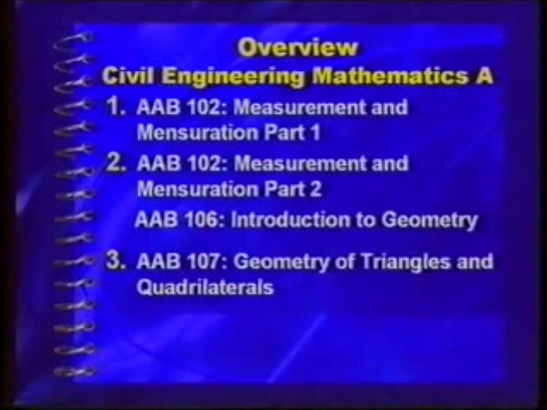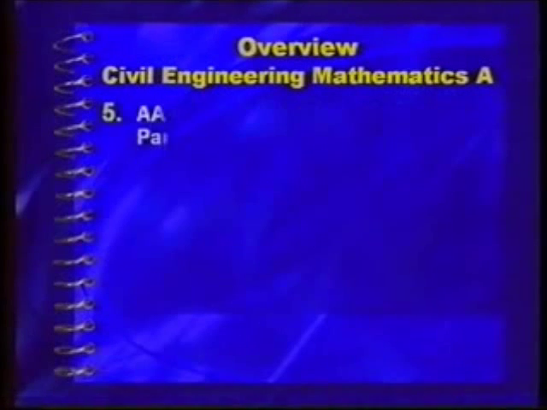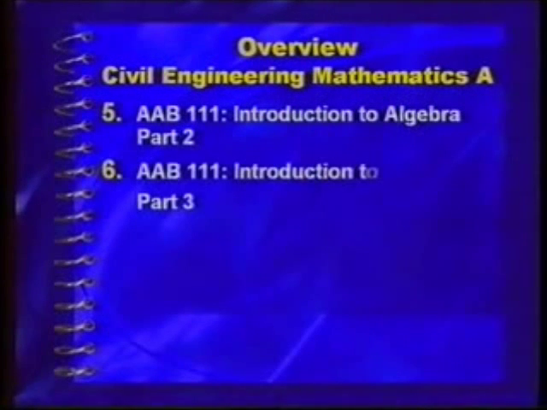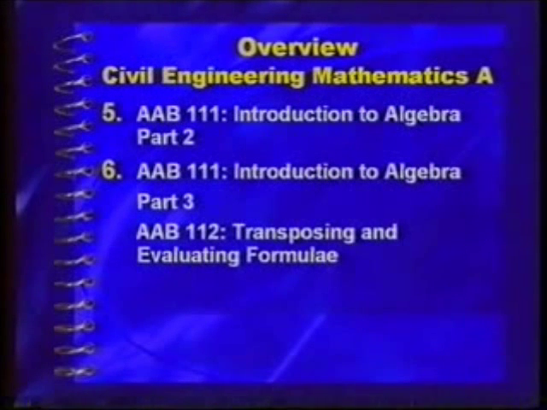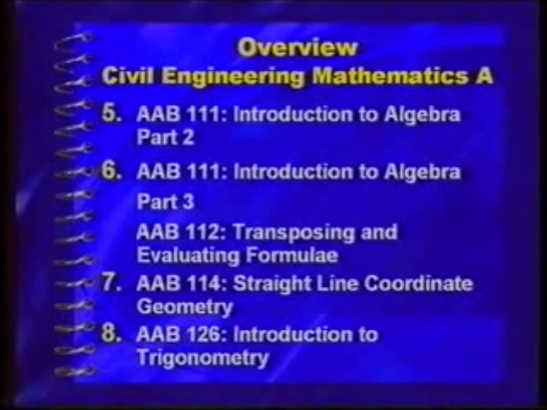In program 3 we looked at geometry of triangles and quadrilaterals. That's got to do with similar triangles, an important topic. And then we did algebra. In program 4, 5 and 6 it's all algebra, very important in engineering. In program 6 we also then introduced formula, transposition and evaluation. In program 7 it was the straight line coordinate geometry, quite an interesting topic. I hope you found it interesting. And in program 8, the one just finished, we looked at introduction to trigonometry.